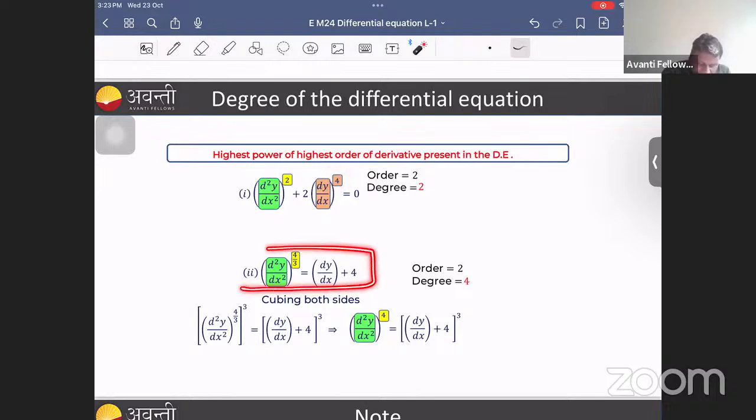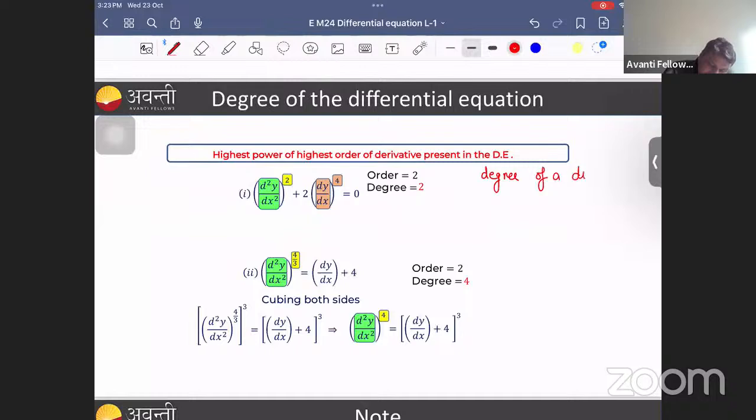Here if I see, degree is what? 4 by 3 degrees given to me. Okay, see, there is a catch. There is a small catch here. What is the catch? Degree of a differential equation.